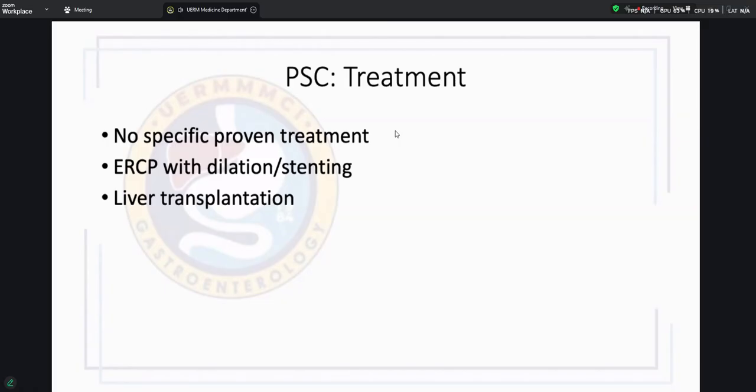There's no specific treatment that is proven for PSC, although some clinicians use ursodeoxycholic acid similar to PBC. But there are no studies that have shown convincing evidence of clinical benefit. Episodes of cholangitis should be treated with antibiotics, and ERCP can be done to dilate dominant strictures, but the ultimate treatment is still liver transplantation when decompensated cirrhosis develops.